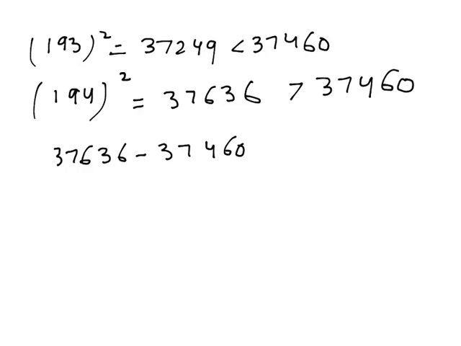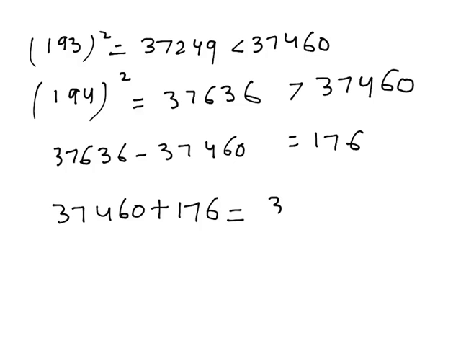37460, it will give 176. So it means we have to add 176 to the given number to make it a perfect square. 176 will give 37636, and this is the square of 194. So this is the process how we have to find out the number that must be added to the given number to make it a perfect square.